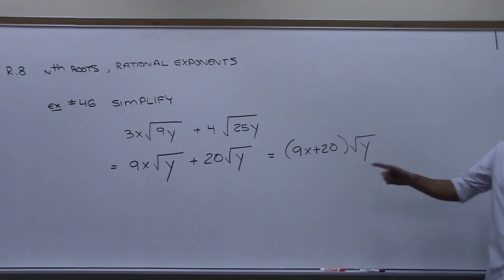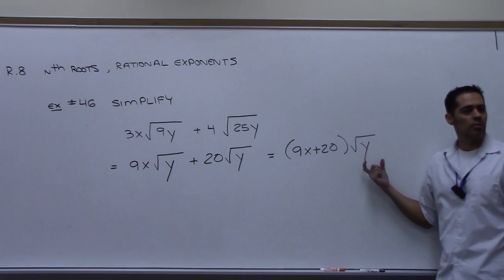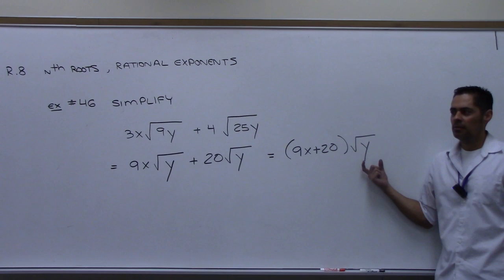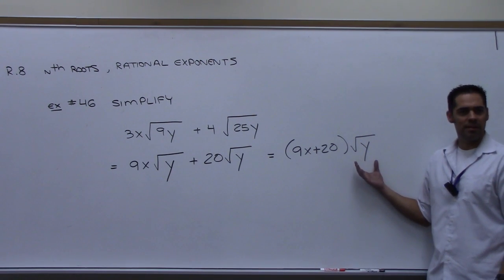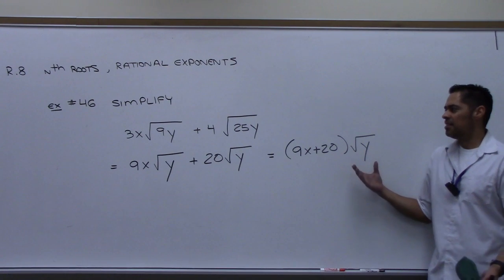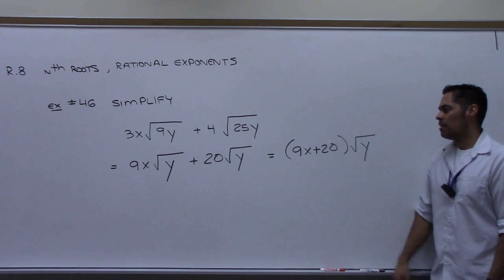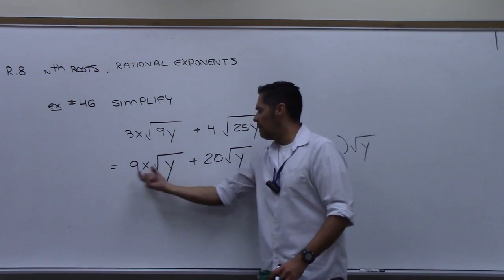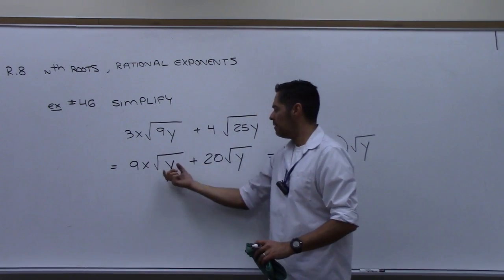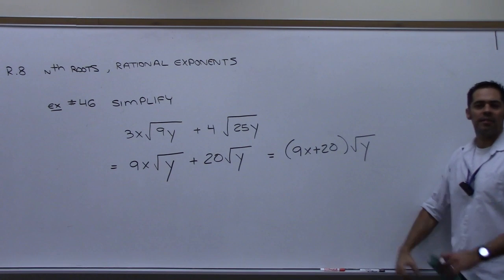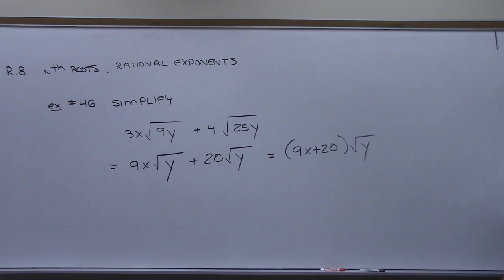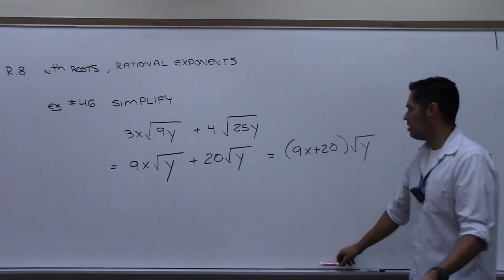But someone else might look at that and say, well, all you did was factor out root y. Yeah, I did. What do you want us to do? It's the same thing, isn't it? Combining these two coefficients and putting them in parentheses is equivalent to just factoring out the root y. Any questions on that? This would be simplified. That's it. There's nothing more we can do.